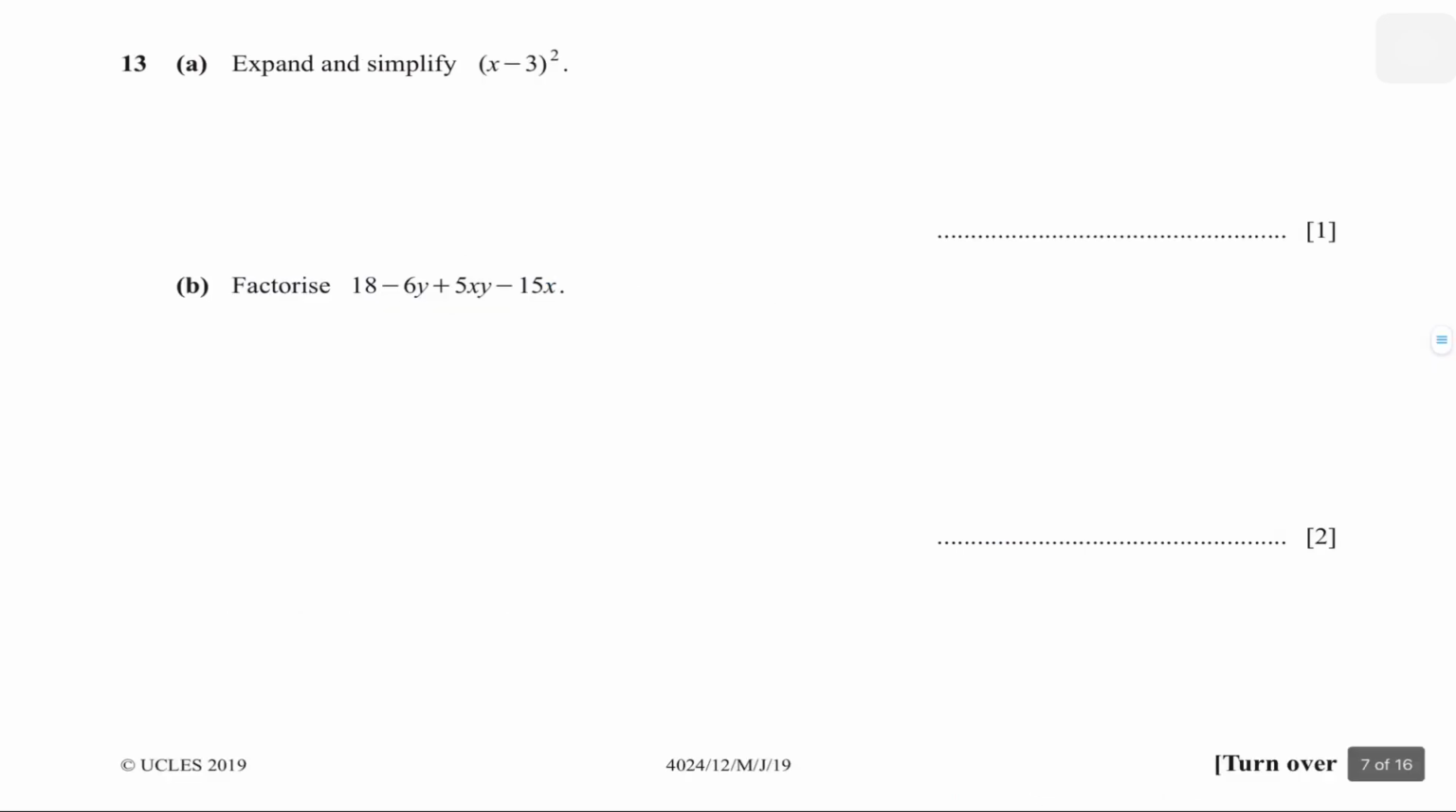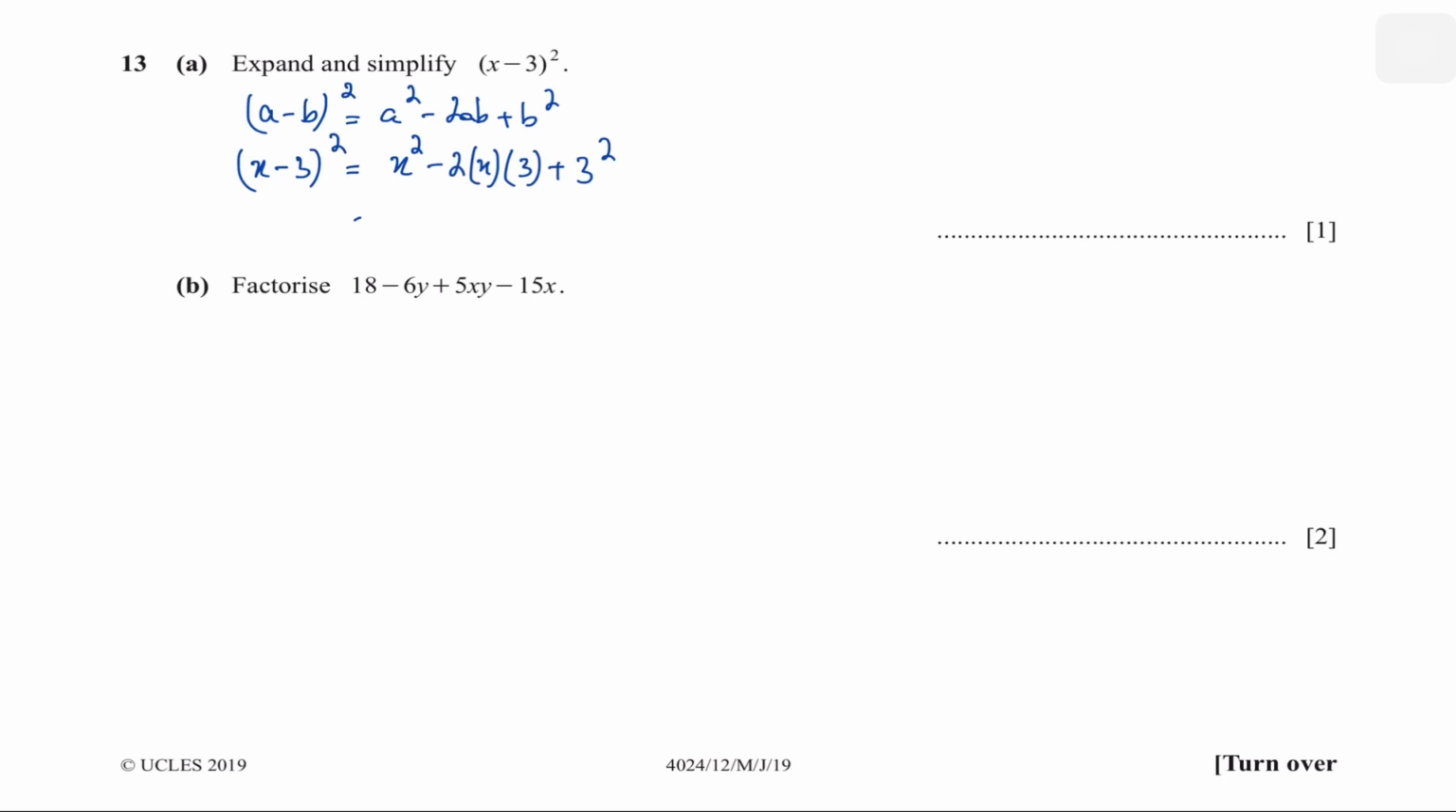Now we move on to question number 13, which says expand and simplify. Okay, so how do you open up a bracket that has a whole square? If you remember the identity, (a minus b) whole square is equal to a square minus 2ab plus b square. So in place of a here we have x, and in place of b we have 3. So this is going to become x square minus 2 into x into 3 plus 3 square. So let's simplify this. x square minus 6x plus 9 is going to be the final answer.